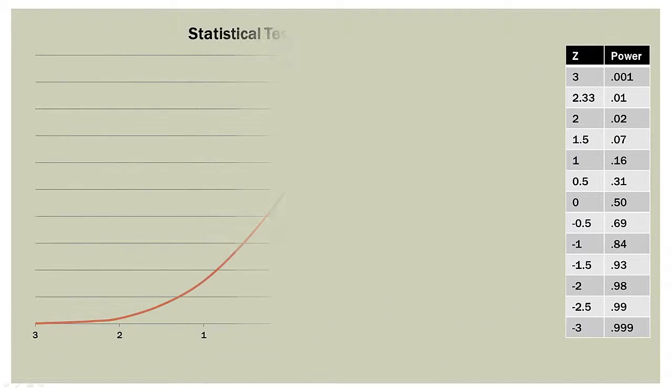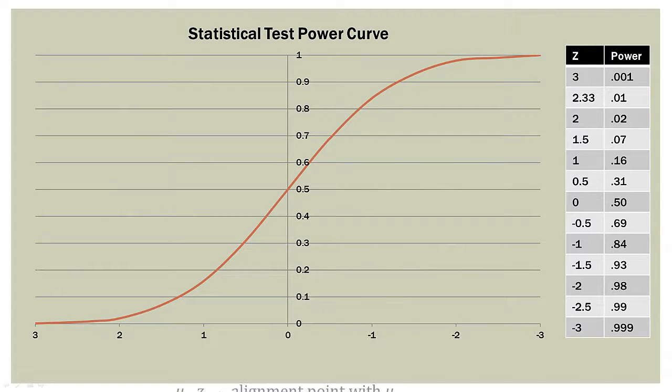So, last thing here, and that is the statistical test power curve. That sounds real cool, doesn't it? All I did here was graph the chart we spent a few minutes building in the previous slides. So we have a z and then a power all the way down the chart. Now what I did is I kind of flipped it so it's easier to interpret.